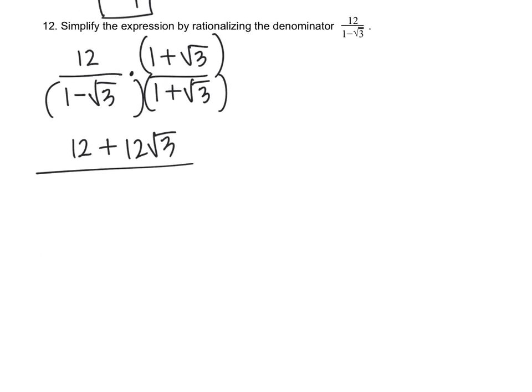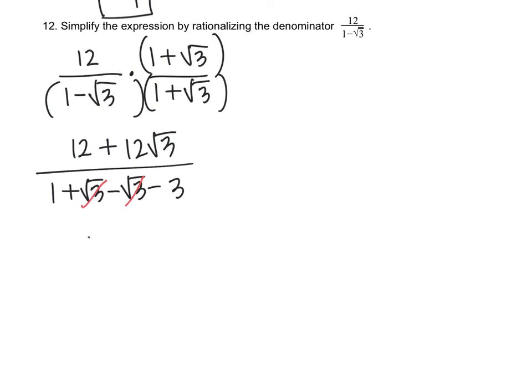In the denominator, we're going to distribute very similar to what we did in our previous example. So 1 times 1 is 1. 1 times radical 3 is radical 3. Negative radical 3 times 1 is negative radical 3. And then negative radical 3 times radical 3 is just negative 3. So our radical 3's are going to cancel.